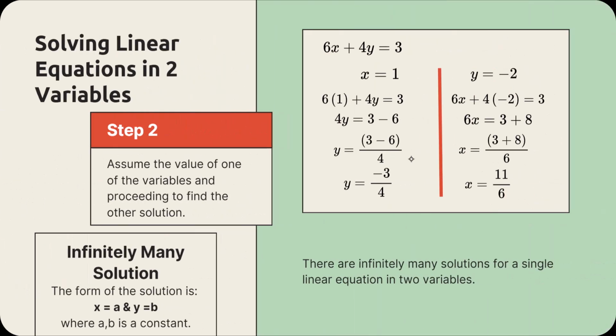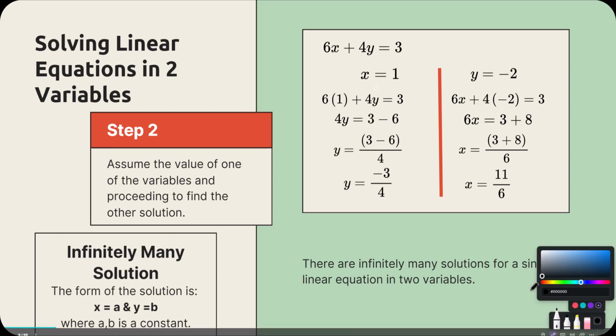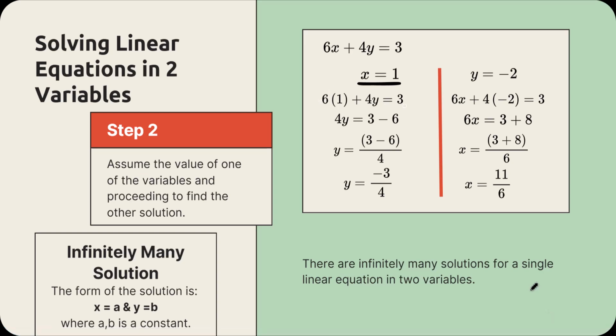It's very simple. Assume one value for x. Suppose I put x is equal to 1. 6 into 1 plus 4y is equal to 3. 6 goes to the other side. 3 minus 6. Y is equal to 3 minus 6 by 4. Y is equal to minus 3 by 4, right? So x is equal to 1 and y is equal to minus 3 by 4 is one of the solutions, right?